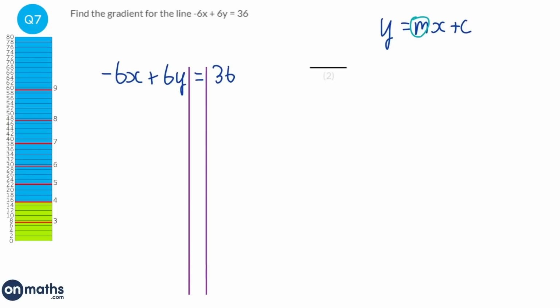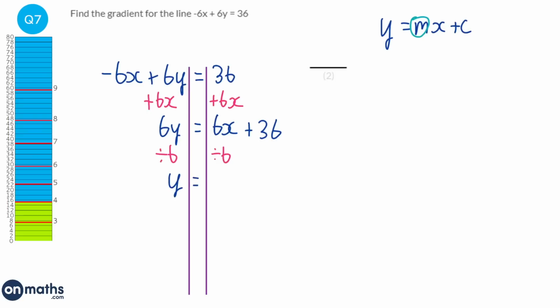So the first thing I'm going to do is get rid of the x's from the left hand side, and we can do that by adding 6x both sides. So we've got 6y equals, and I'm going to put the 6x first, just to match the y equals mx plus c. Right, the next thing I'm going to do is get rid of this 6, because we just want a y there. So we're going to divide by 6 both sides.